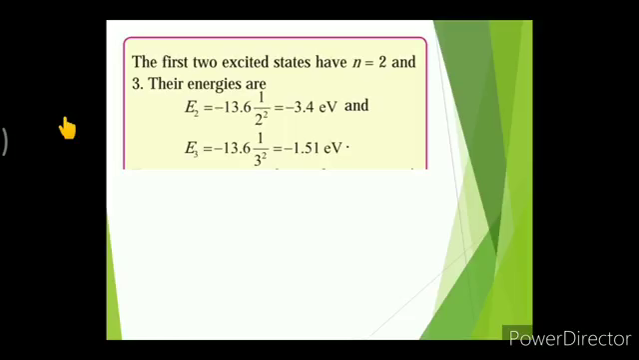Next, we have to determine the energy for the second excited state, which is value of n is 3. So E3, as per the formula, is given as minus 13.6 upon 3 square, and this 3 square becomes 9, and it will be written as E3, the second excited state, is equal to minus 13.6 upon 9. On solving, we are getting the value of E3 as minus 1.51 electron volt.